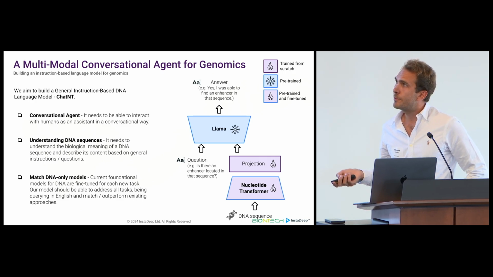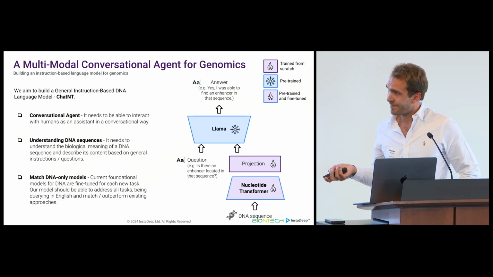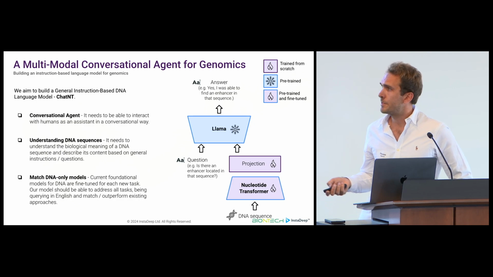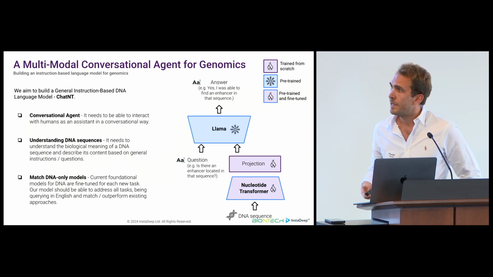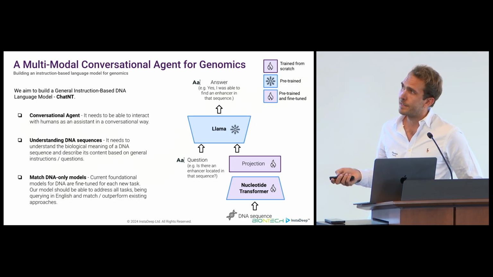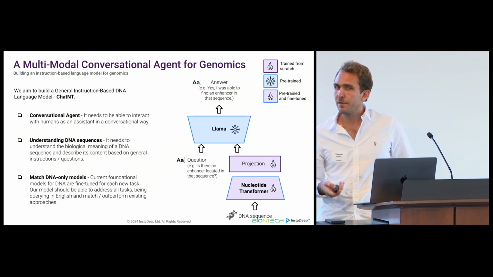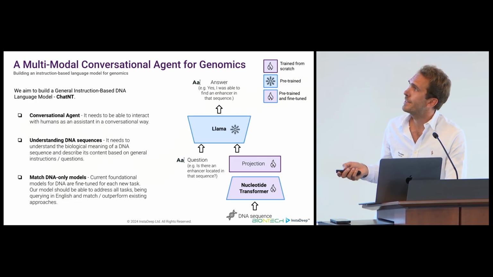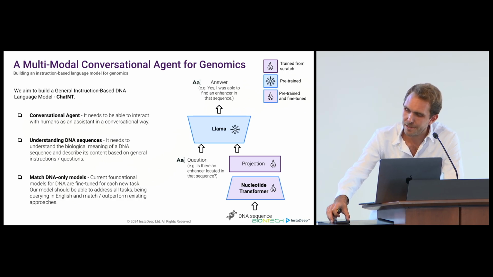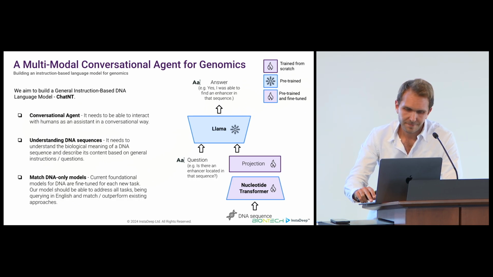So in that case, we could do all the tasks that I showed previously, but in English. You could say, is there a promoter in this sequence? Is there an enhancer? Is there a splice site? And you would train the model to answer yes, no, or give you more details. You could even do regression tasks by training the model to output some numbers.